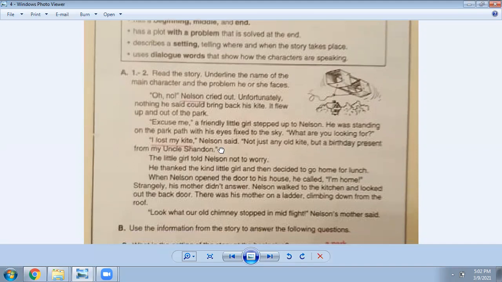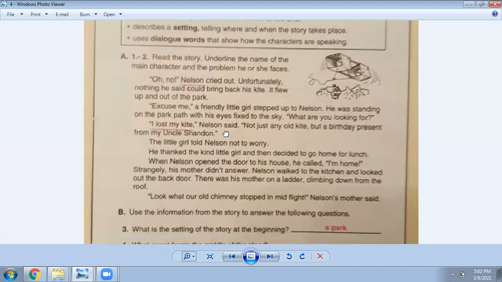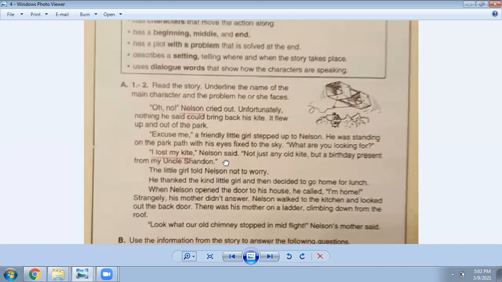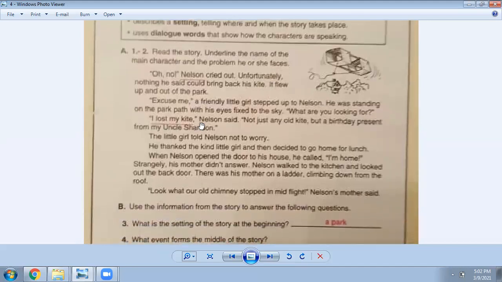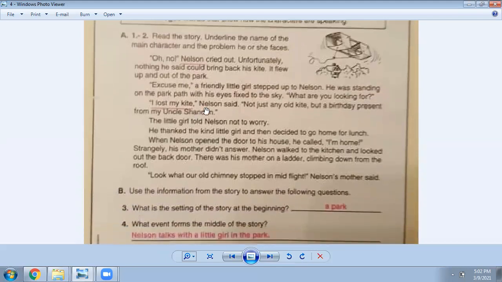Now, looking at the questions, we're going to do these together. What is the setting of the story at the beginning? If we look back, we can see that at the beginning of the story, they were at the park. What events form the middle of the story? In the middle of the story, Nelson talks with the little girl in the park.